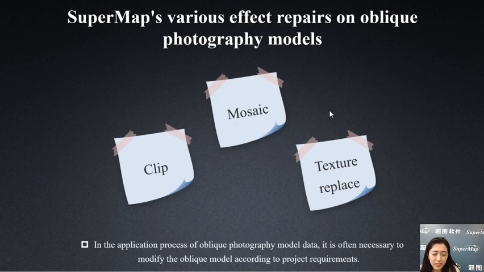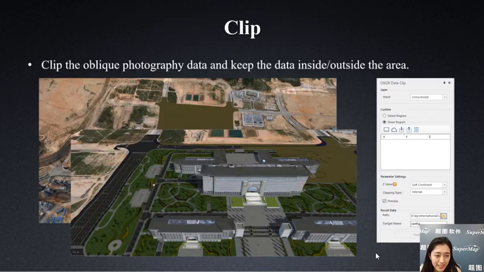And the repair includes the clip, mosaic, and texture replace operations. So first, let me introduce you to the clip. The oblique photograph data cropping. A clip releases the custom clip of the oblique photography data.